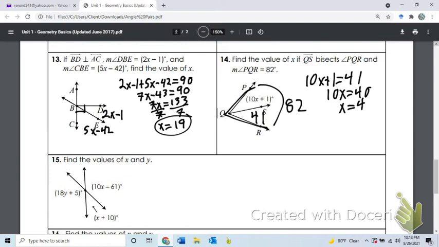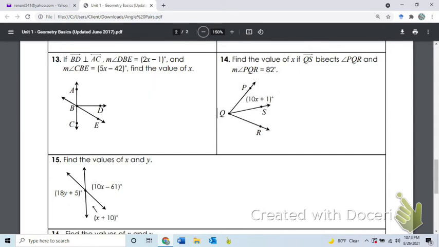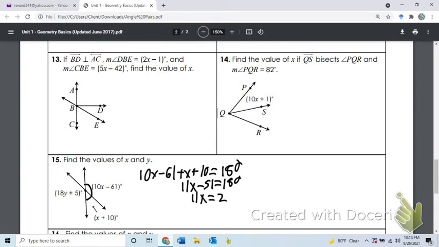Number 15. We have a pair of vertical angles, 18y plus 5 and 10x minus 61. Different variables there, so there are an infinite number of solutions. But we do see that 10x minus 61 and x plus 10 are a linear pair, which means that 10x minus 61 plus x plus 10 equals 180. Combine like terms. Add 51, divide by 11, and we get x equals 21.